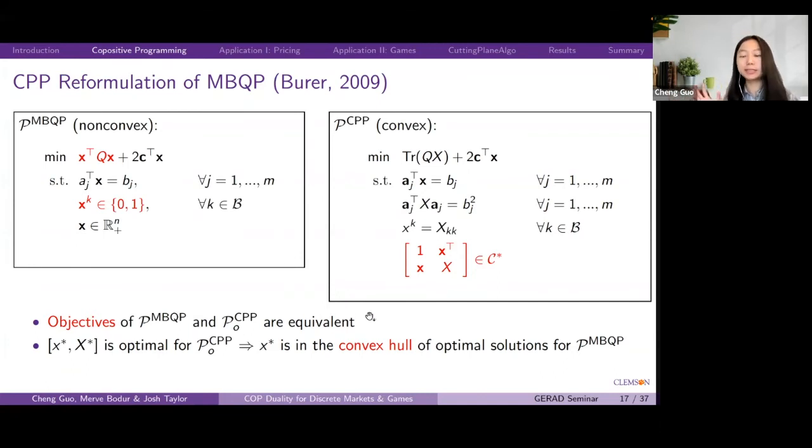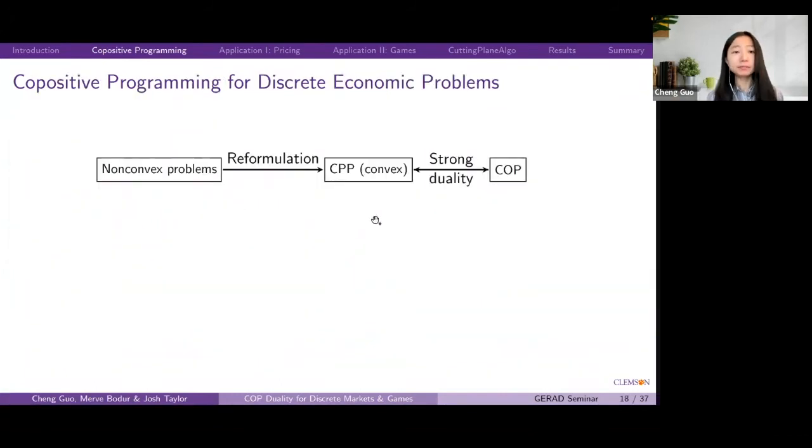And this difference is important, and we need some more results to deal with this kind of challenge in our work. And I will talk about this later. Okay, and here is a summary of what we do in our work.